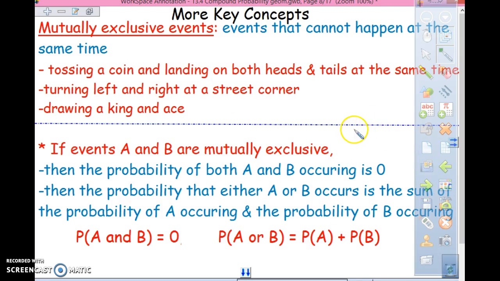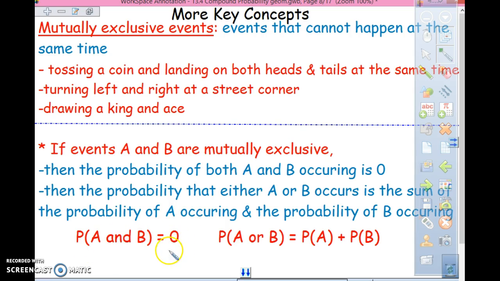Mutually exclusive events are events that cannot happen at the same time. Here are some examples of mutually exclusive events. Tossing a coin and landing on both heads and tails at the same time. That cannot happen. Turning left and right at a street corner. Drawing a king and an ace from a deck of cards on the same draw. Those events are all mutually exclusive, so the probability of them happening at the same time is 0.